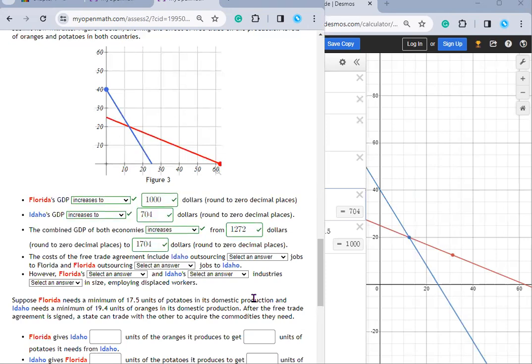So Idaho outsources its orange jobs to Florida, right? And politicians focus on this, right? We're losing jobs. We're outsourcing jobs to China. We're outsourcing jobs to India. We're outsourcing jobs to Mexico, right? What they don't talk about is the jobs that are insourced, right? So the cost of free trade agreements include Idaho outsourcing orange jobs to Florida and Florida outsourcing its potato jobs to Idaho. Now, here's the part that the politicians don't mention.